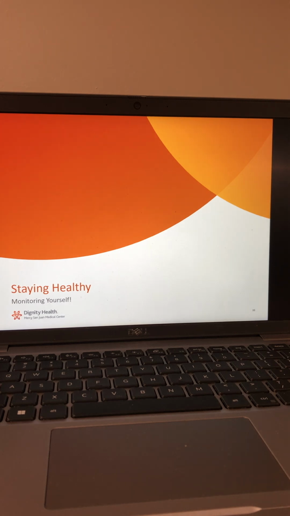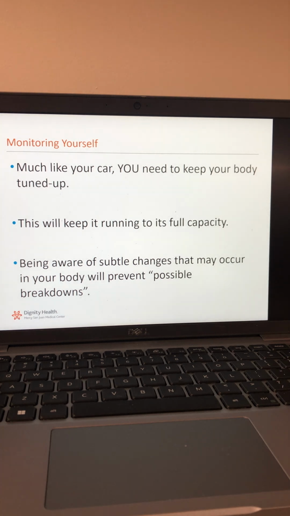So we want to talk about staying healthy and monitoring yourself. Much like your car, you need to keep your body tuned up. This will keep it running to its full capacity. Being aware of subtle changes that may occur in your body will prevent possible breakdowns.